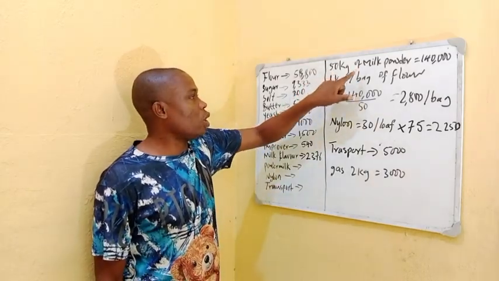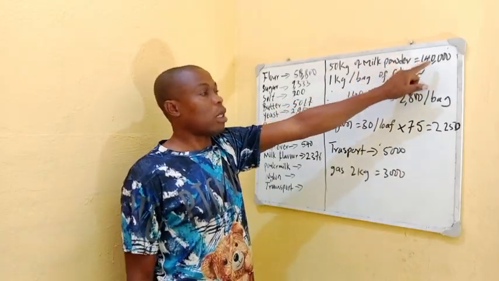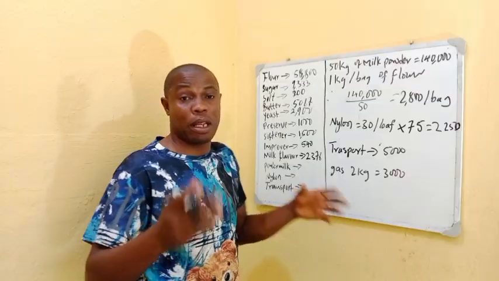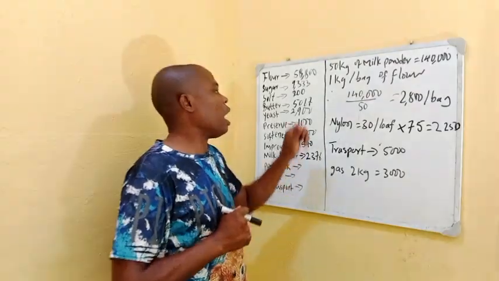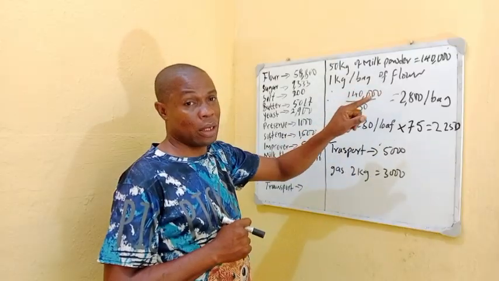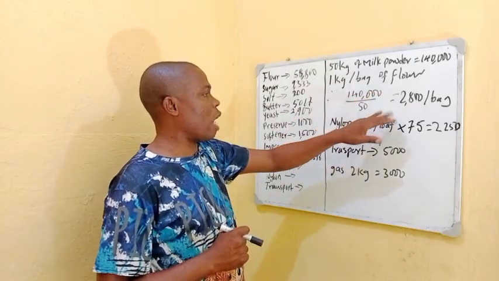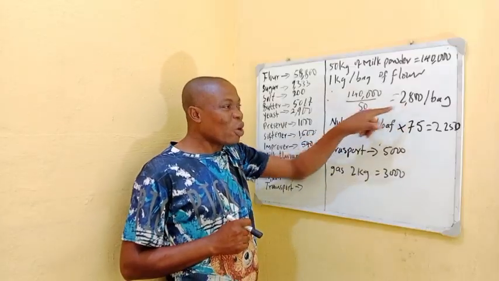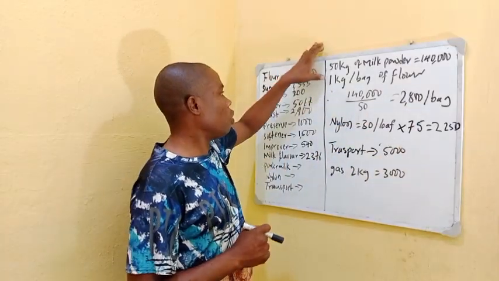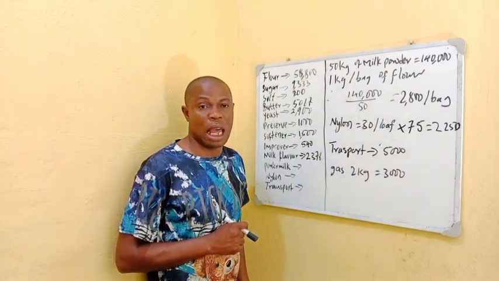Now let's take a quick look at the final items. For 50 kg of milk powder, it's about 140,000 naira. The full bag is 140,000 naira, depending on your location, mind you. Now we use 1 kg of milk powder per bag of flour. So if we divide 140,000 by 50, we have about 2,800 naira per bag. That is, this 1 kg will be around 2,800 naira.